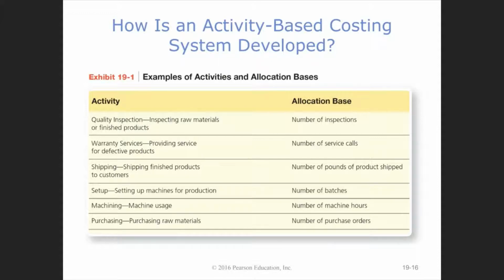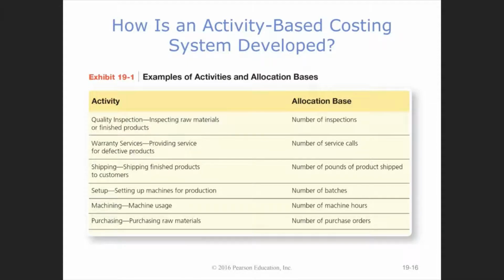When we're looking at our warranty services, where we're providing a service for defective products, we're looking at the number of service calls. That's going to be our allocation base. So when we're figuring out our warranty service for defective products, the denominator is going to be the number of service calls. And then for shipping, we're shipping finished products to customers. The allocation base is going to be the number of pounds of product that we shipped. How much product did we ship? So we're going to divide by that.